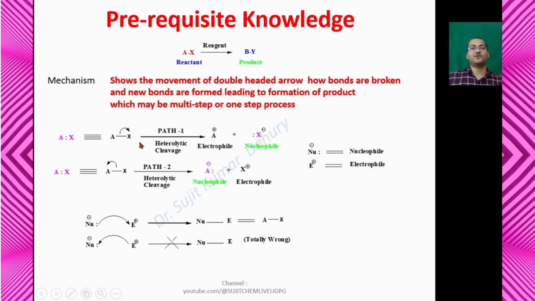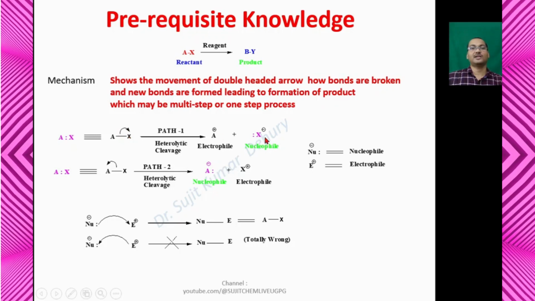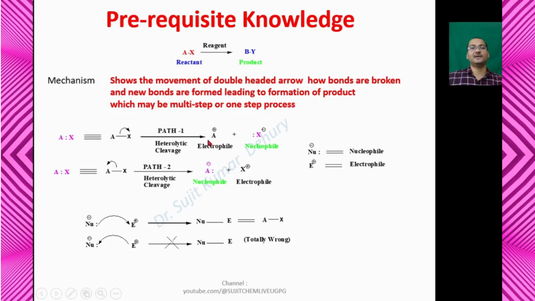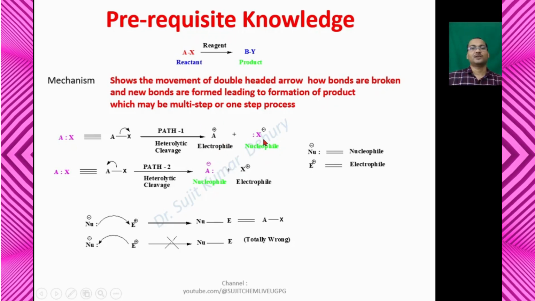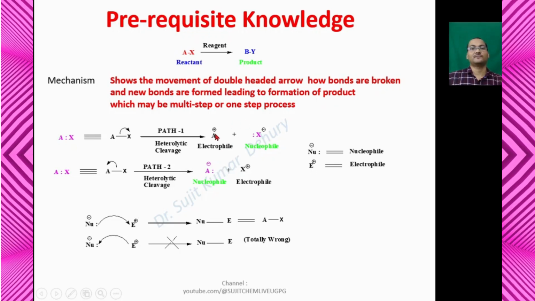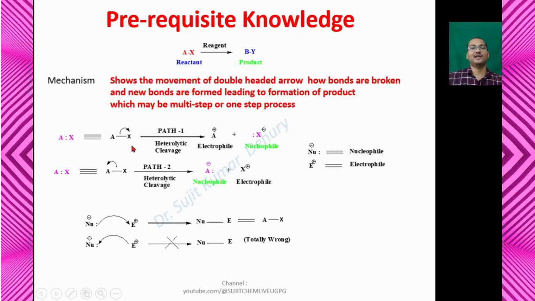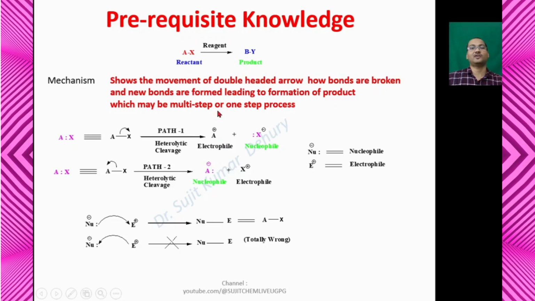When a bond is broken heterolytically, the atom on which the bond is broken gets a negative charge with both the electrons, and the other atom gets positively charged. The one with the negative charge with both electrons is the nucleophile, and the other one is the electrophile. In principle, the nucleophile always attacks the electrophile, and as a result you get a nucleophile-electrophile bond. Similarly, when a bond is cleaved, you generate a nucleophile and an electrophile.